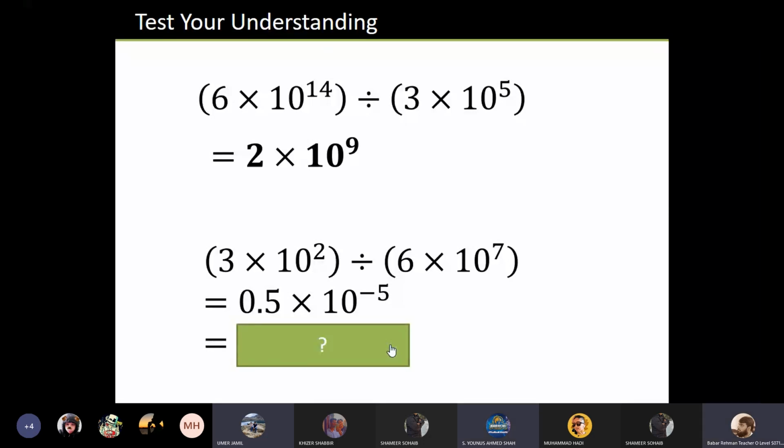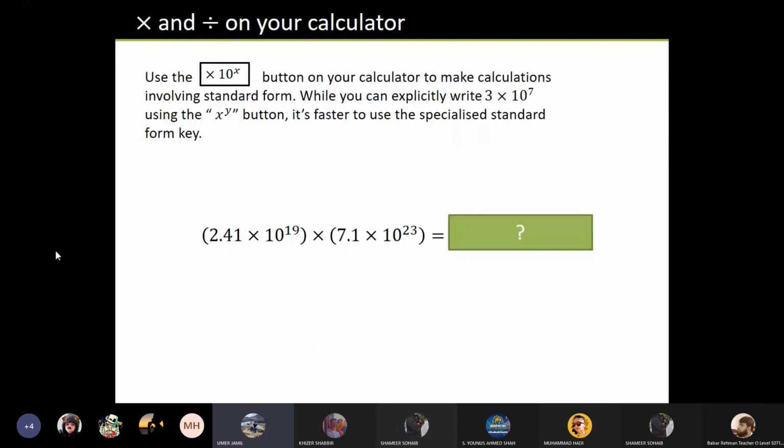5.0 multiplied by 10 to the power minus 6. Yes. Next. Sir, I have a question. Yes, Shamir.